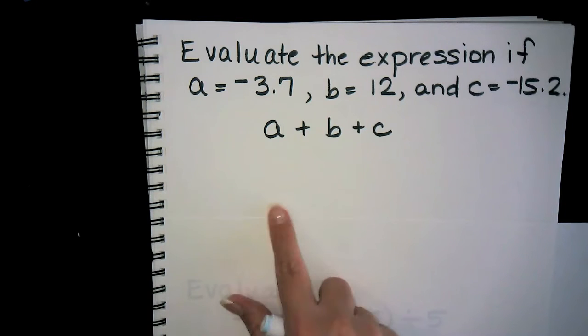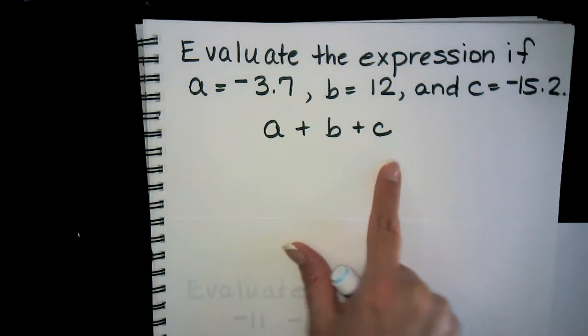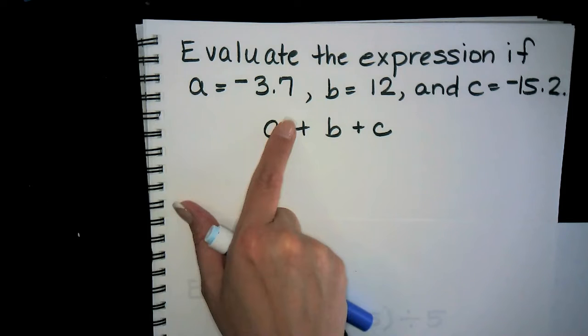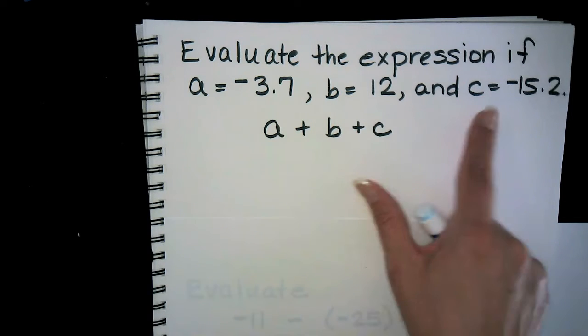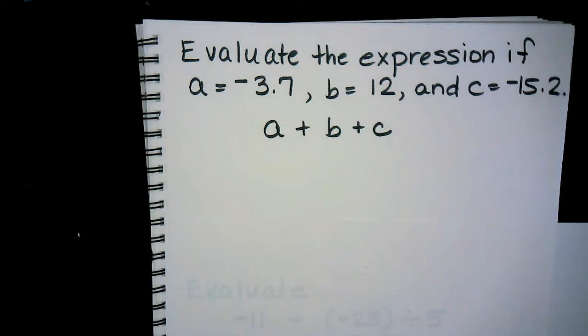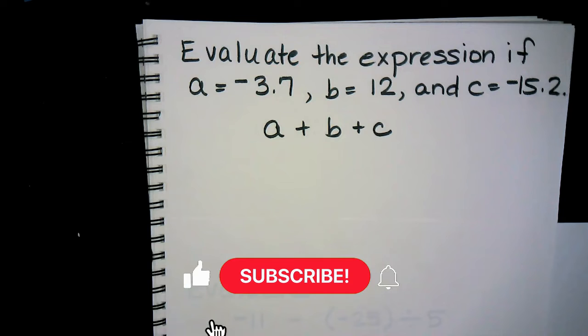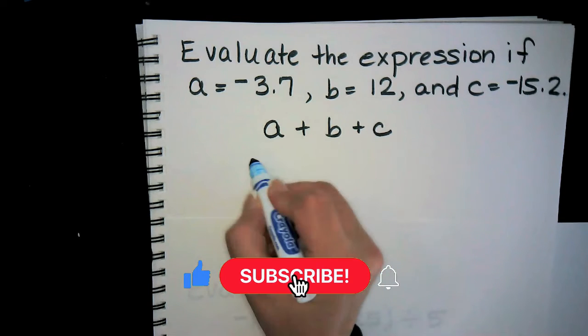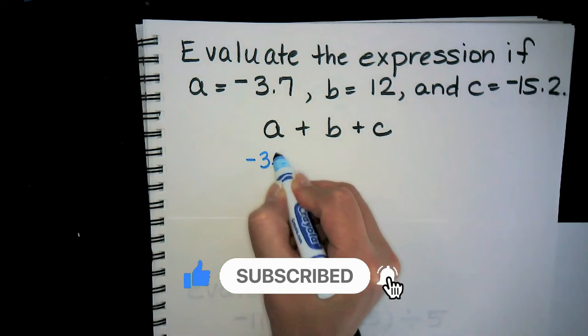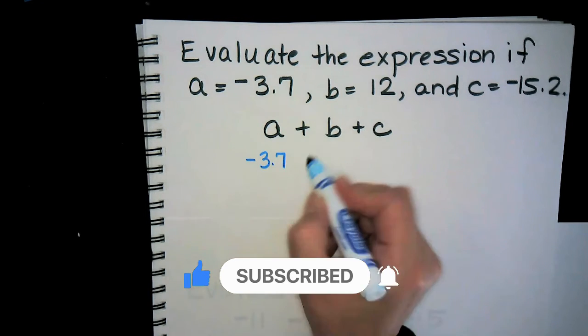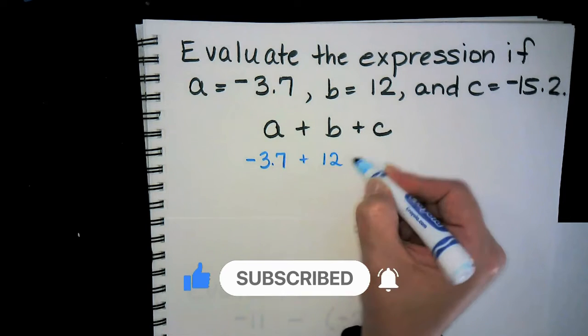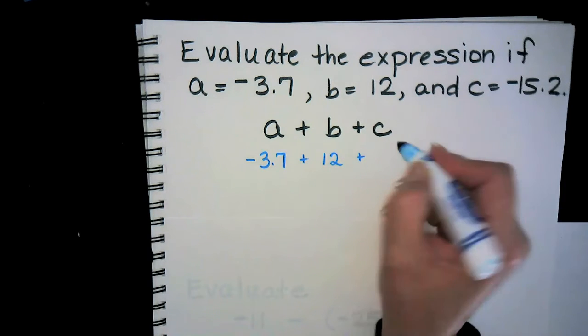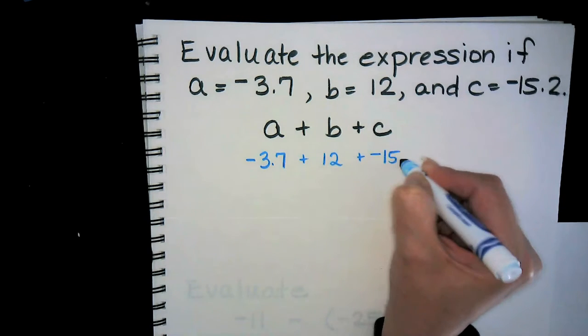Video, we're going to evaluate the expression a plus b plus c if we know that a is negative 3.7, b is 12, and c is negative 15.2. So our first step is to replace the variables with their values. So in place of a, I'll put negative 3.7. In place of b, I'll put 12. And in place of c, I'll put the negative 15.2.